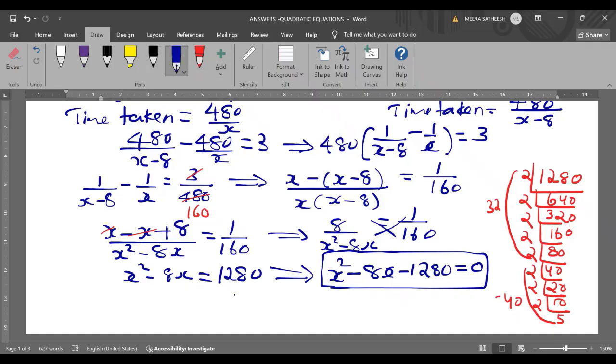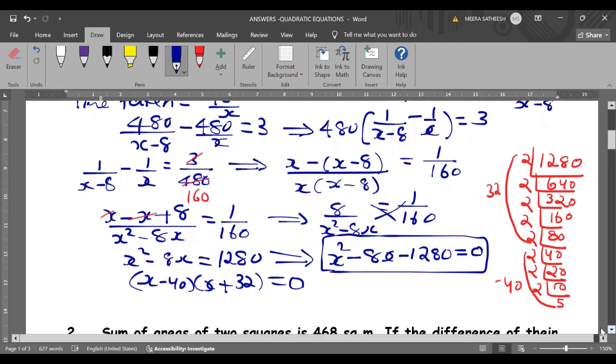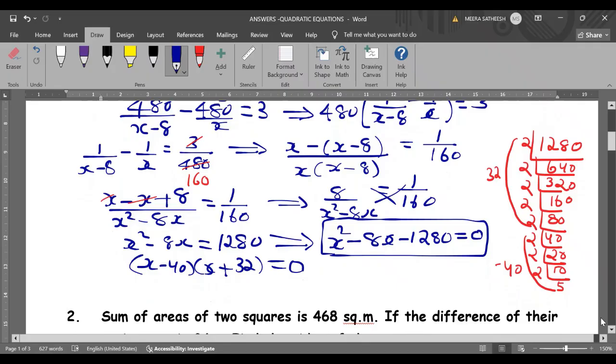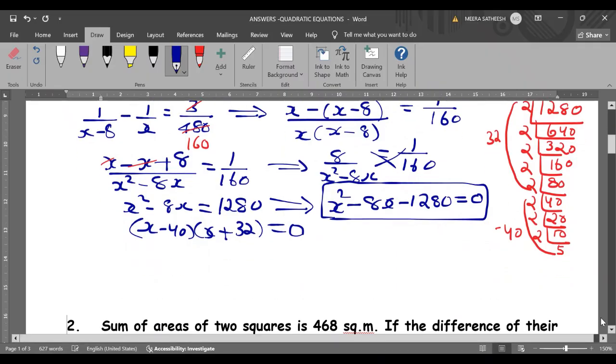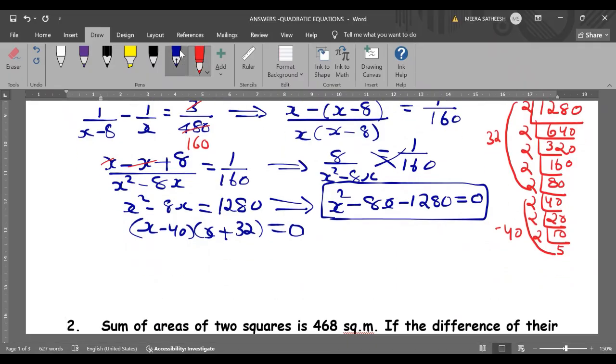Got it, no? Since the coefficient of x square is 1 here, you don't need to write the split in the middle term. That step you can directly write as (x minus 40) into (x plus 32) equal to 0. So either x minus 40 is 0 or x plus 32 is 0. So x minus 40 is 0.